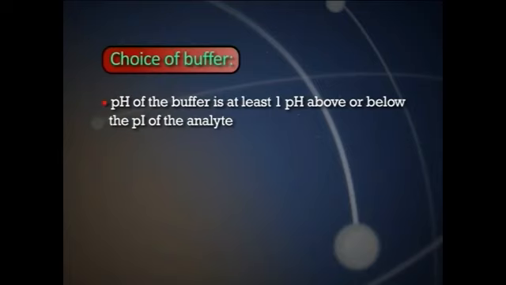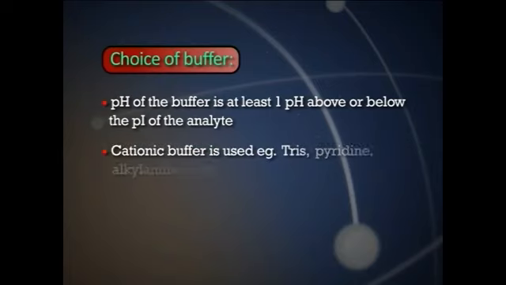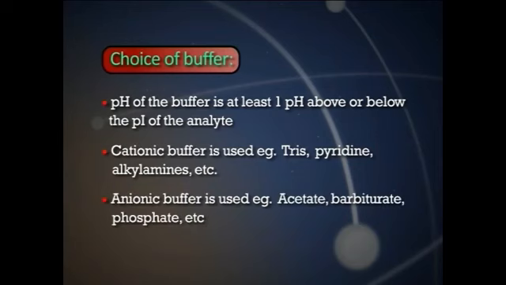Coming to the choice of buffer. The pH of the buffer is at least 1 pH unit above or below the pI of the analyte. For anion exchanger, cationic buffer is used. Example: tris, pyridine, alkylamines, etc. For cation exchangers, anionic buffer is used. Example is acetate, barbiturate, phosphate, etc.